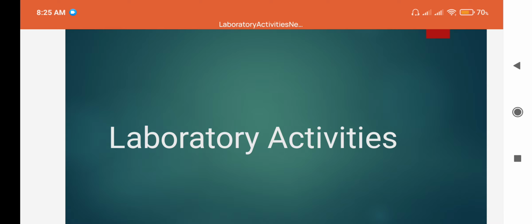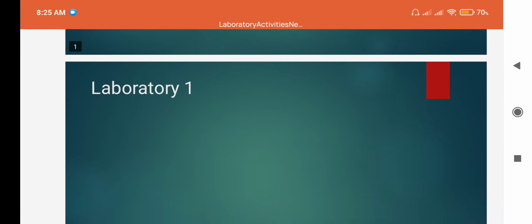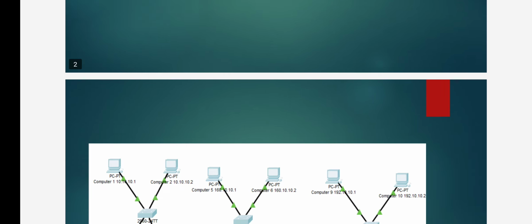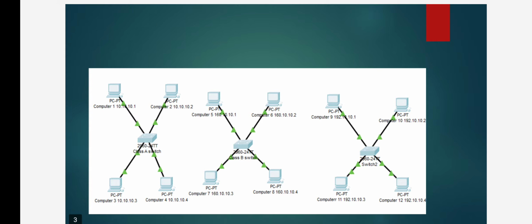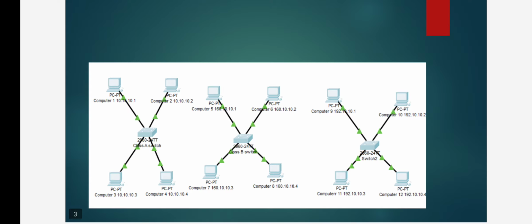Laboratory activities. Laboratory 1. In Laboratory 1, we have three classes: Class A switch, Class B switch, and Class C switch.